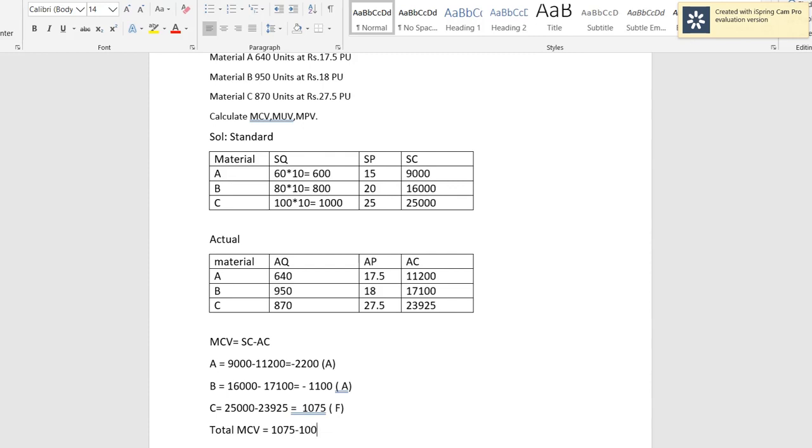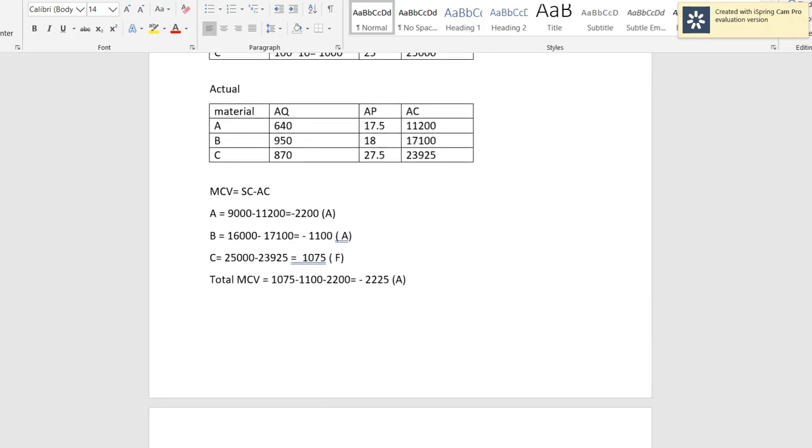minus 1,100 minus 2,200. So, is equal to, you will get 2225, that is adverse variance. Means 1075 minus 1100 minus 2200, this is minus 2225, that is adverse variance. Understood? This is how we are going to solve the problem of material cost variance.